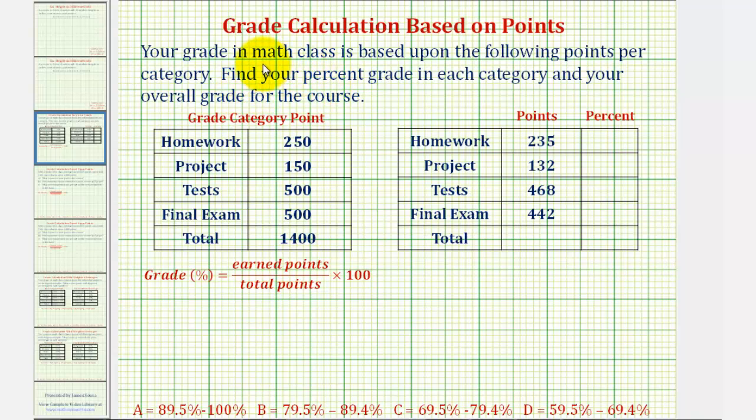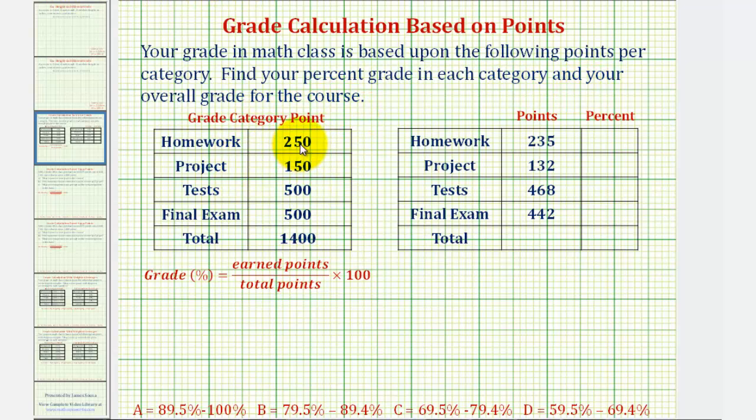Welcome to an example on how to perform grade calculations for a course that is based on points. Let's assume your grade in a math class is based upon the following points per category listed here on the left. You want to find the percent grade on each category and your overall grade in the course.